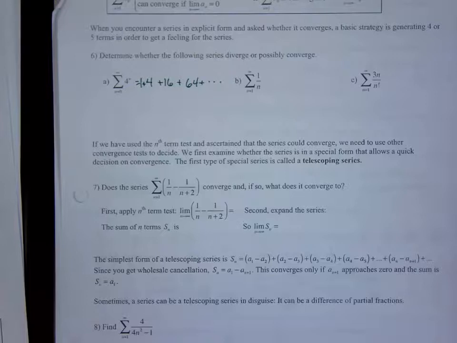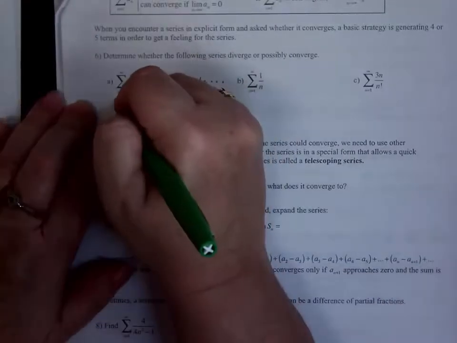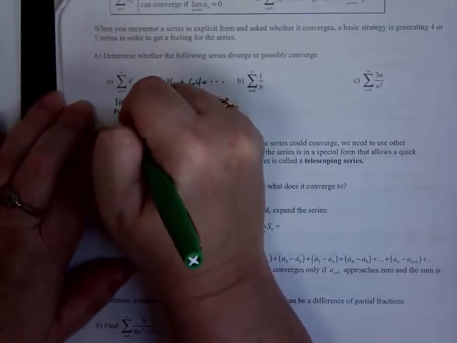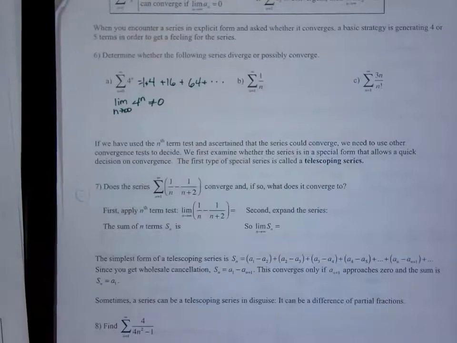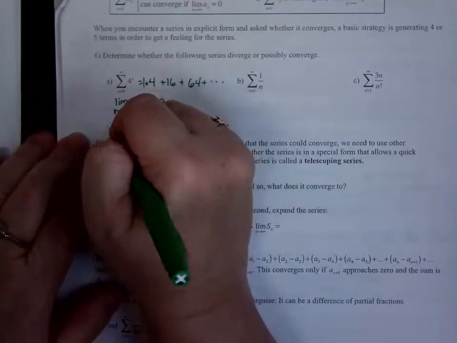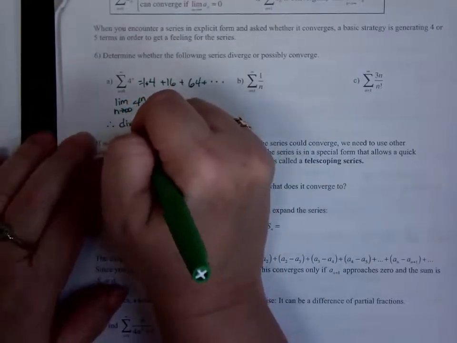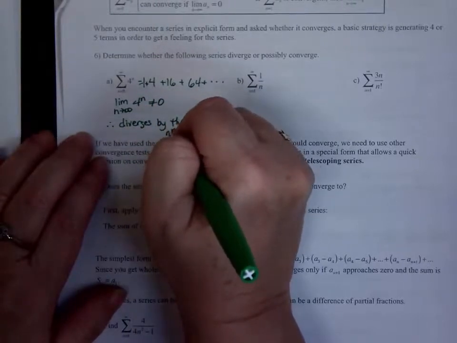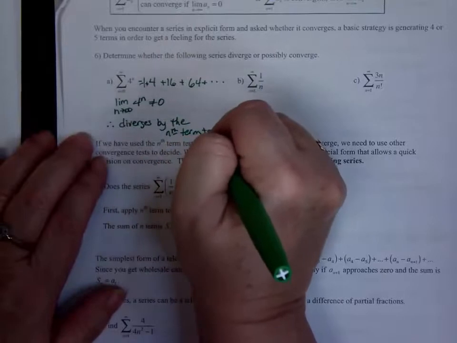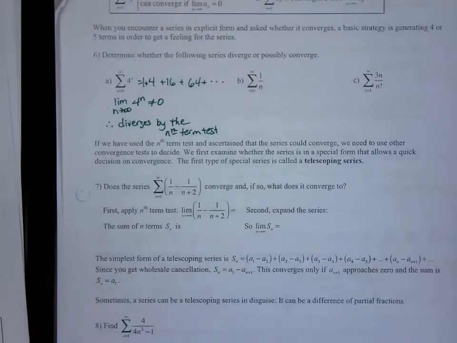No, the terms are just getting bigger and bigger and bigger, aren't they? So we say that the limit as n approaches infinity of 4 to the n does not equal 0. Therefore, it diverges by the nth term test. That's how you write it in AP form. You show me that the limit is not 0, therefore it's going to diverge. The only one you can quote the nth term test on is if it diverges.